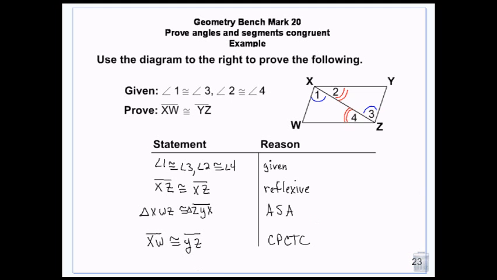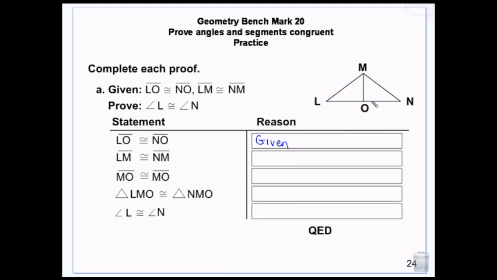CPCTC. Darn it. Okay, so LO is the same as NO. That's this line is the same as this line. And LM is the same as NM. That was also given. How do I know MO is the same as MO? Well, it's the same as itself, right? Anytime you're talking about something being the same as itself, it's reflexive.